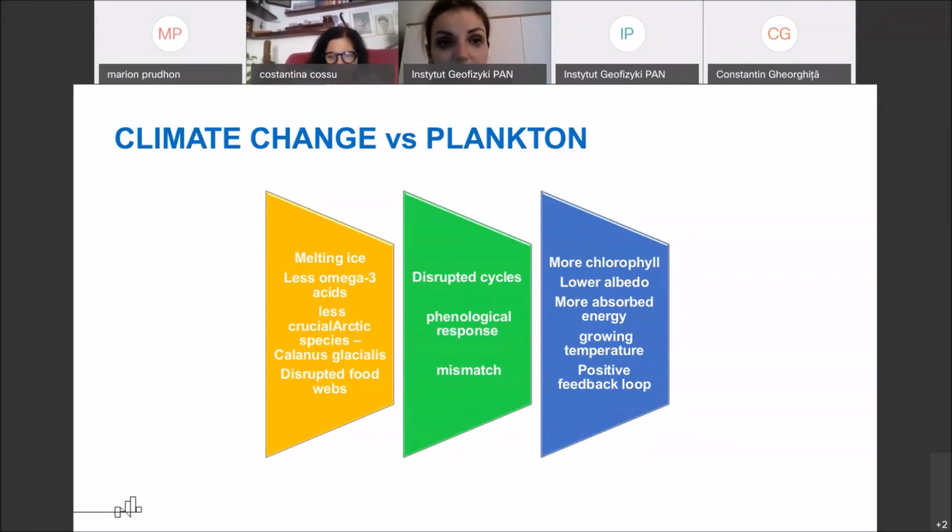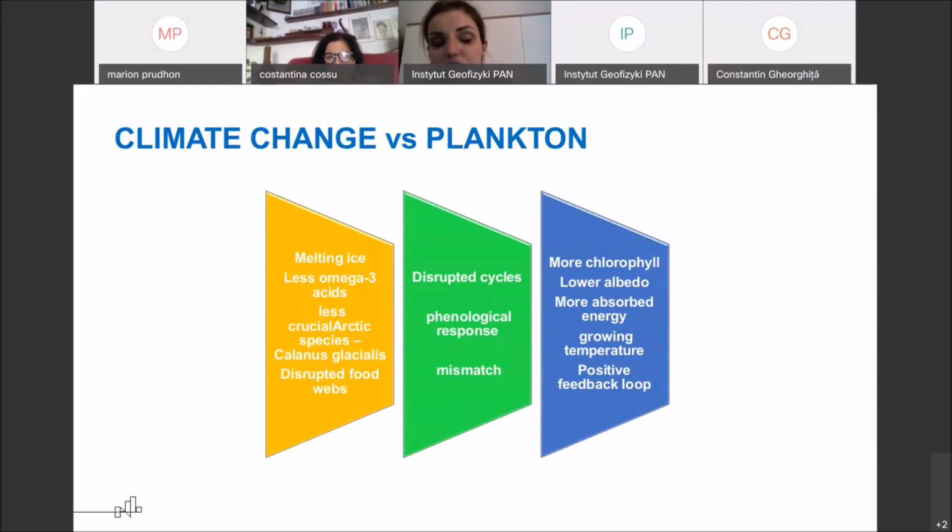Another thing is that it's not only that climate change affects phytoplankton, it's also that phytoplankton can contribute to climate change. Remember, DMS was an example of a negative feedback loop, which is not 100% sure, or the scale of it is not 100% sure. But there are lots of positive feedback loops, like I mentioned.